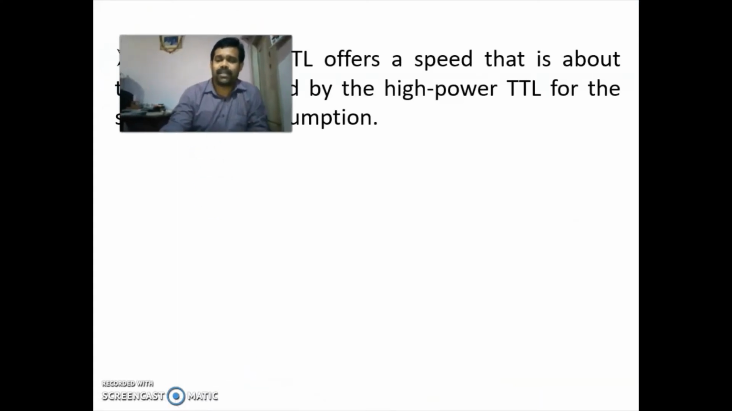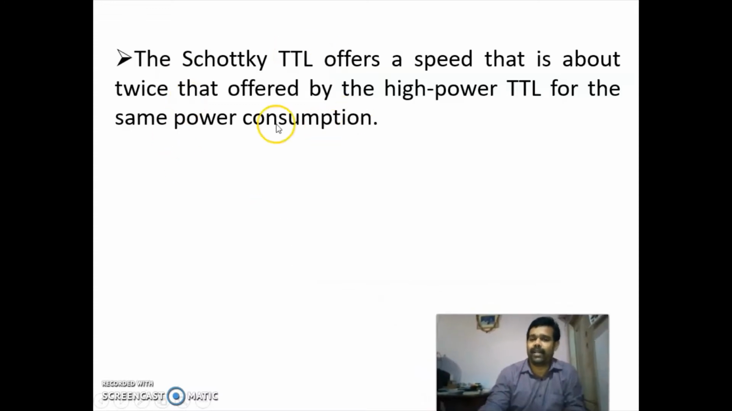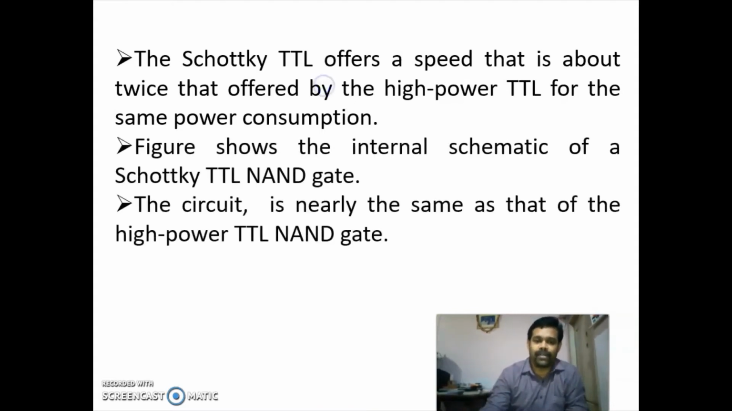So the Schottky TTL offers a speed about twice that offered by normal TTL. So this Schottky TTL will have twice the speed of normal TTL with the same power consumption. The power consumption is the same, but the speed is double when you replace the ordinary transistor by a Schottky transistor. So already we have seen the diagram of Schottky TTL.